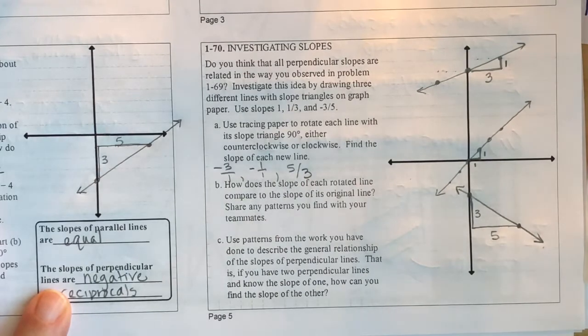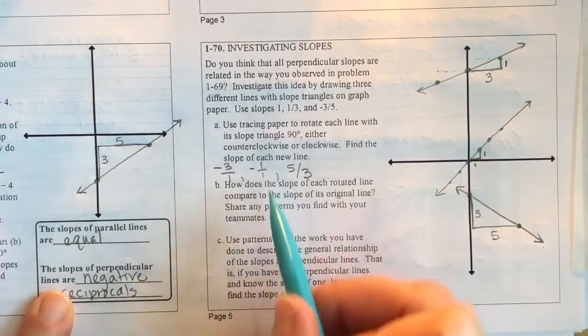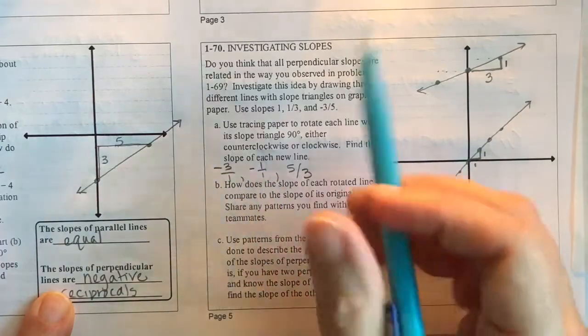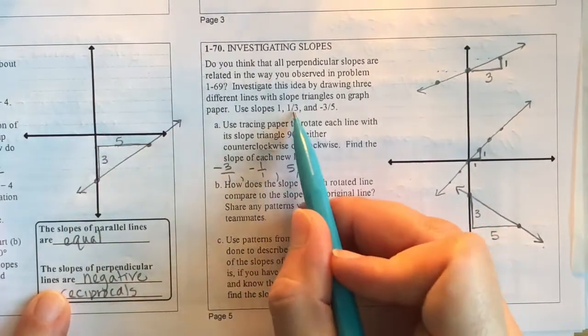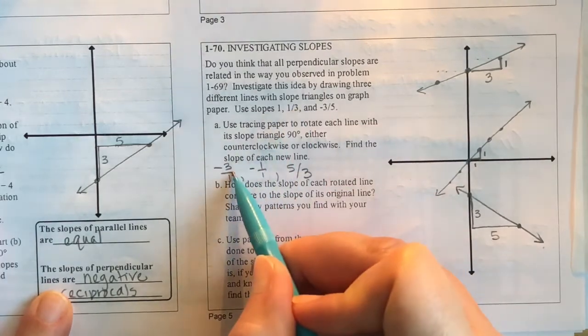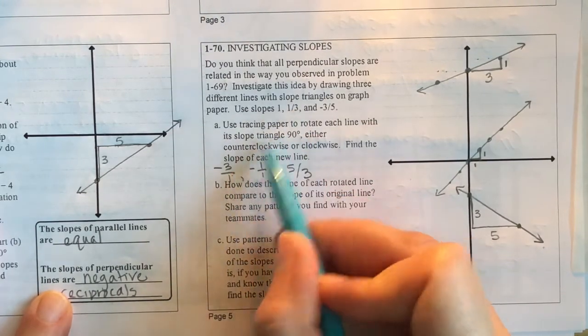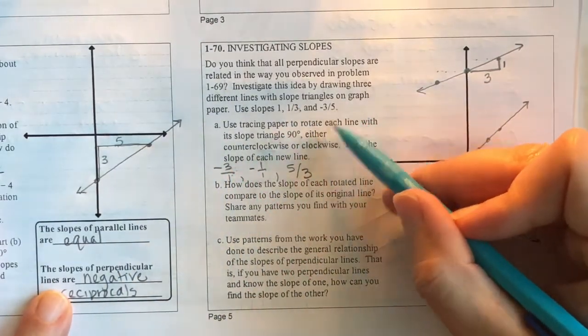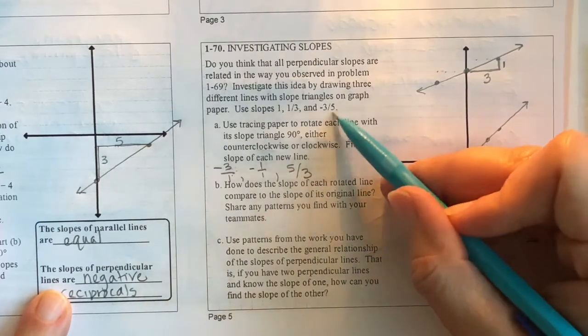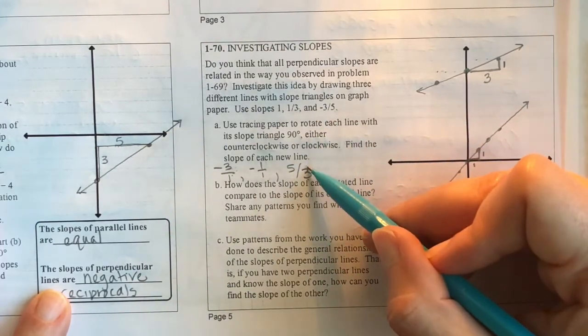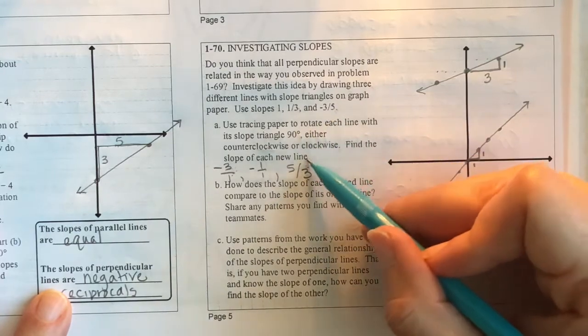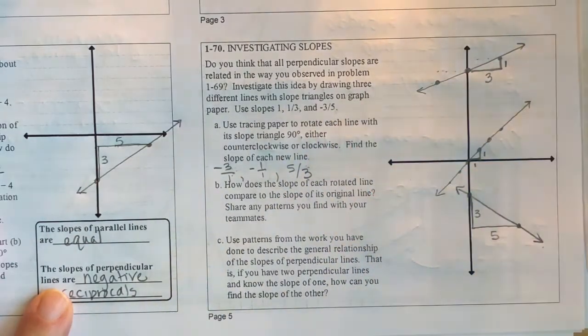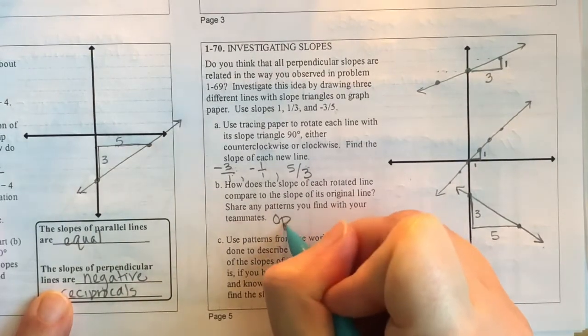How does the slope of each rotated line compare to the slope of the original line? So in other words, are we still seeing this opposite reciprocals pattern? So kind of, this one's not the most obvious to look at. I mean, ones aren't super special. So I'm gonna focus in on these. So did we flip numerator and denominator? Did we find the reciprocal? Yes, we did. Are they opposite signs? Yes. So over here, did we flip numerator and denominator and find the reciprocal? Yes. Do we have opposite signs, one positive, one negative? Yes.